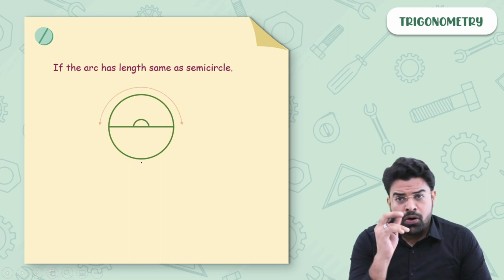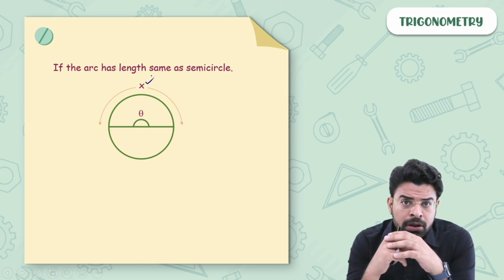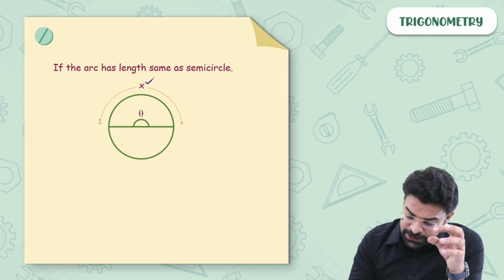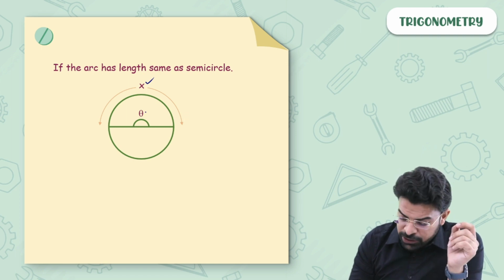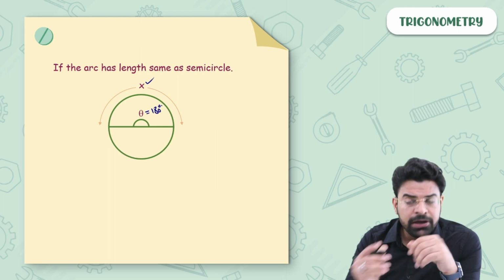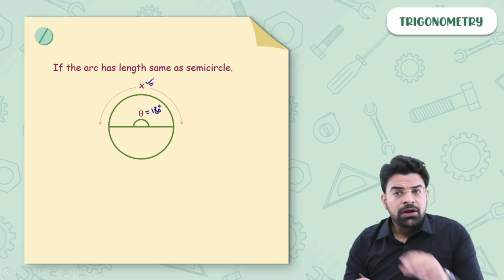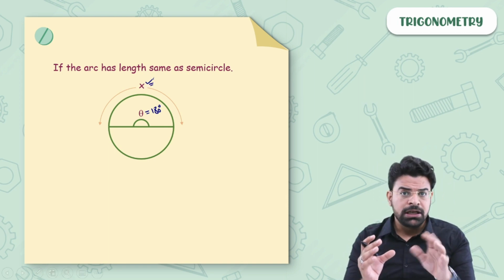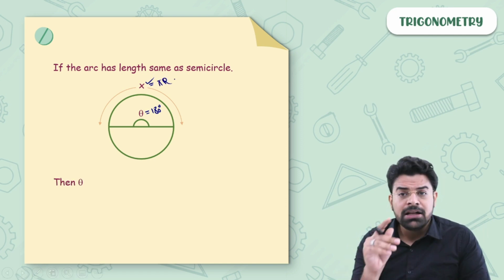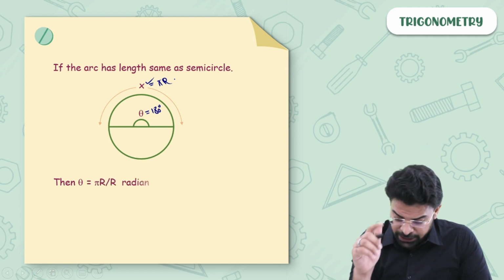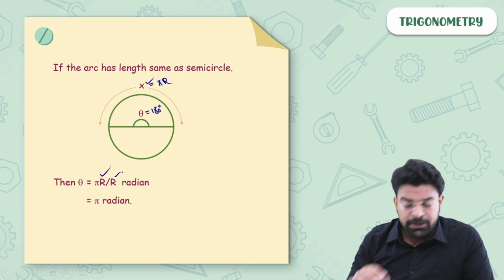Now let's think of a special case. What if the arc we have has the same length as the semicircle? If the arc is so big that its length is the same as that of a semicircle, then what will be the angle subtended by this arc at the center? We already know that this angle will be nothing but 180 degree. But what do we call this angle in radian? The length of this arc will be half the perimeter. The perimeter of the whole circle is 2 pi r, so the length of this arc will be half of that, pi r. So the angle subtended by this arc at the center in radian will be given by the length of the arc, which is pi r, upon the radius. That becomes nothing but pi radian.